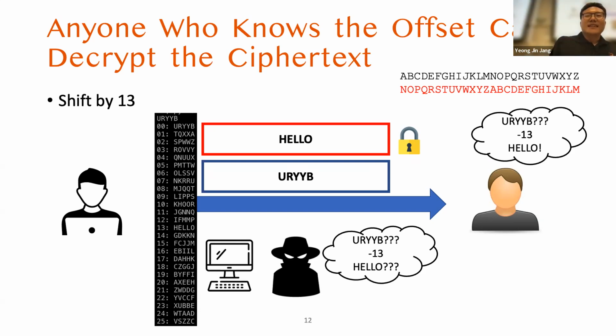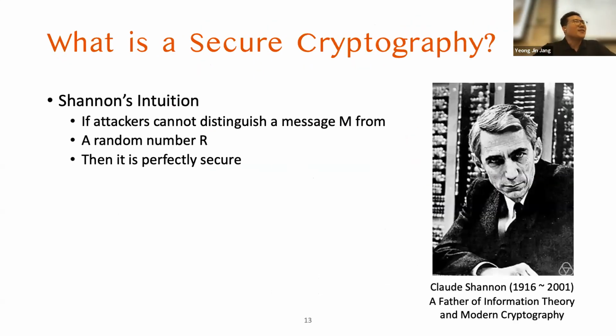Then the question is, what is a secure cryptography? From ancient history, we always learn from the history, and those crypto schemes are very weak, and we can easily break them. So one guy, whose name is Claude Shannon, is the so-called father of information theory and modern cryptography, because he built a lot of the principles and theories of information theory and cryptography. So he defined a perfectly secure cryptography scheme.